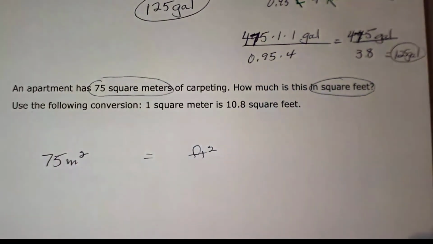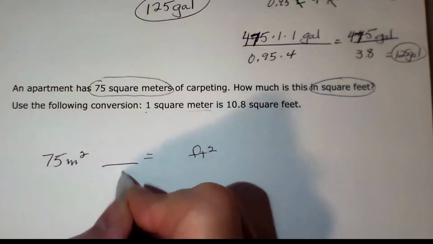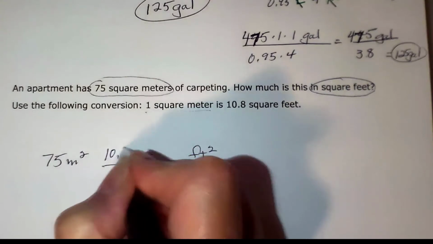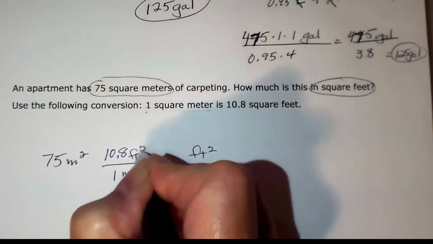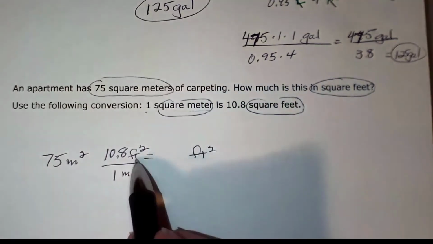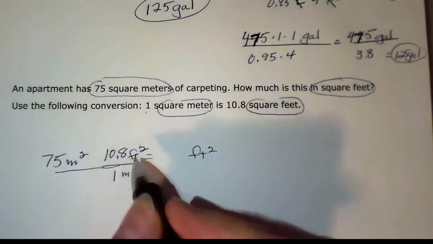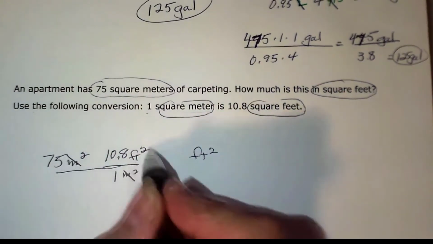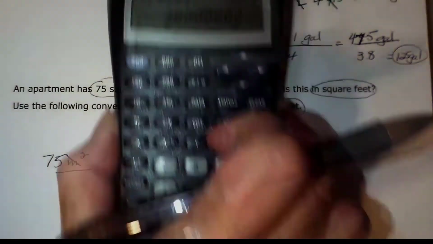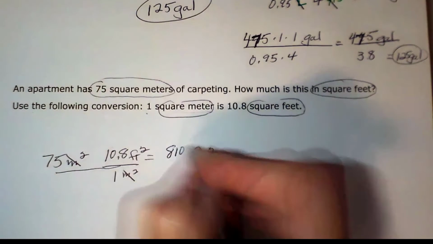So feet squared. We say that 1 square meter, so meter squared, one of those is the same as 10.8 square feet. So when you see this square feet, square meter, all it's saying is that the unit is squared. The number isn't, so we don't have to worry about that. That'll cancel. We're going to end up with feet squared. So it's going to just be 75 times 10.8. So 810 feet squared or square feet.